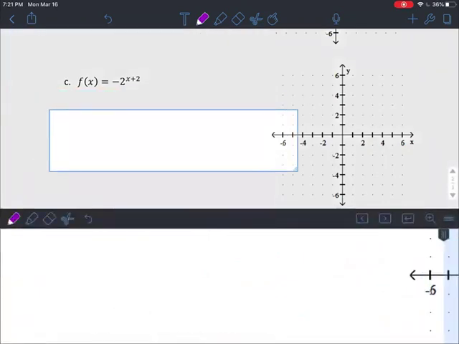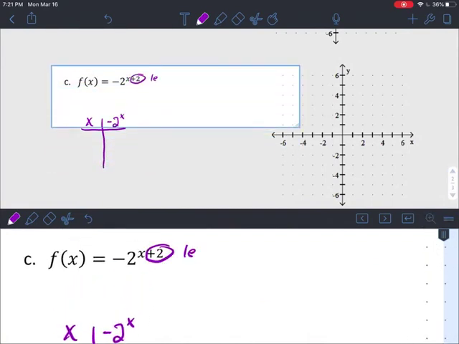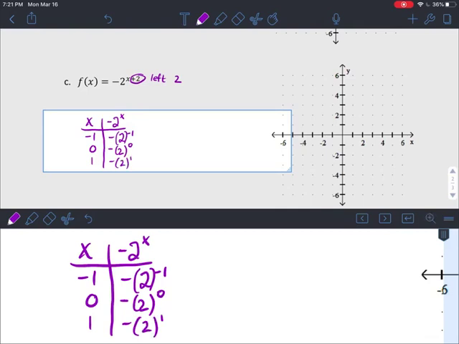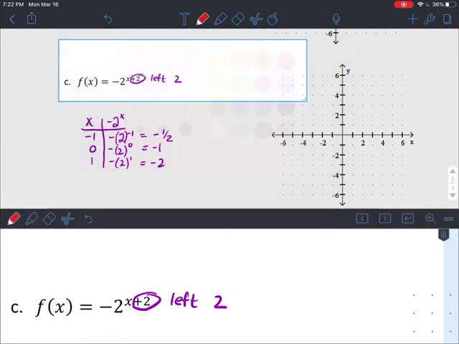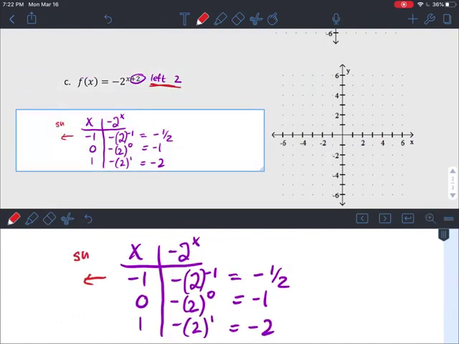So I asked you to give this one a try. Hopefully you did. I'll give you a quick rundown of how it should have ended up. So I would do -2 to the x as your parent function, and then it should get translated left 2 since the +2 is like up in your exponent with your x values. Be a little careful with your order of operations, so make sure you take your 2 to the power and then multiply it by the -1 that you have outside. So you should end up with those points for your parent function. And then if we're moving things left 2, I'm just going to take and subtract 2 from all of my x values to get my final points.